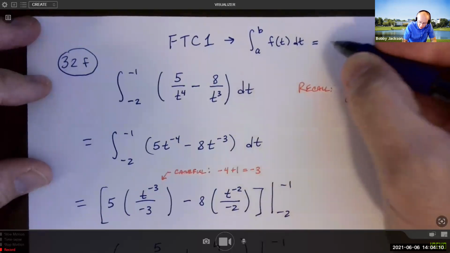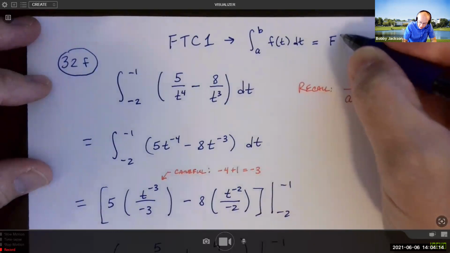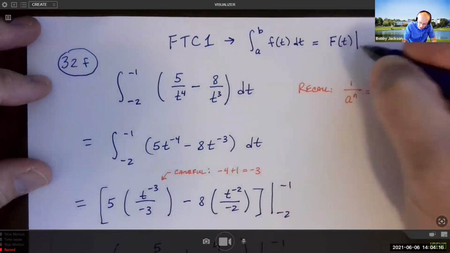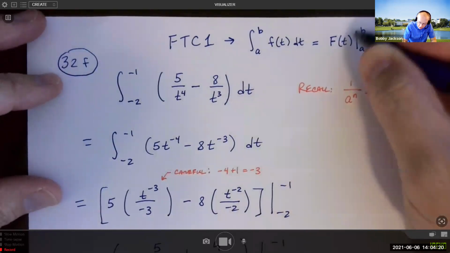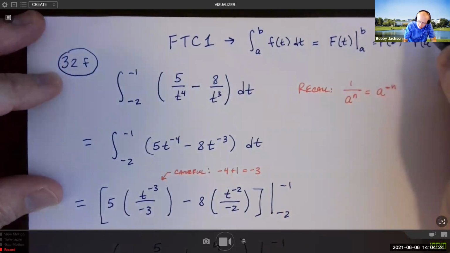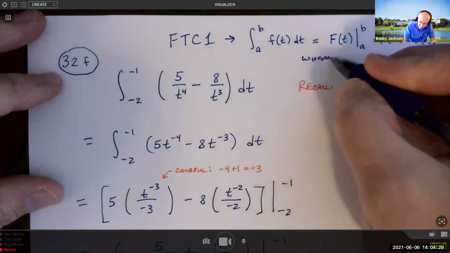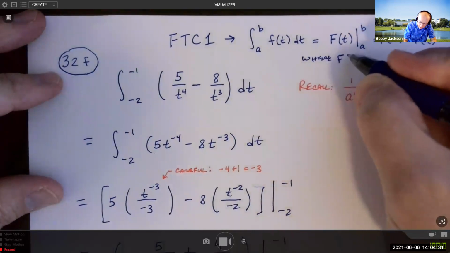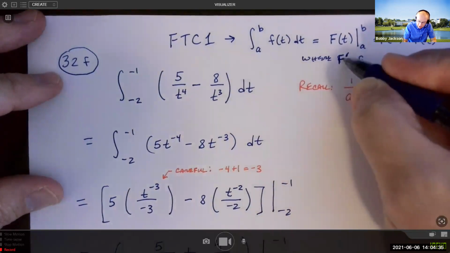Then the fundamental theorem of calculus says that this is another function, capital F of t, and we evaluate it at the upper limit. So this notation here means what? Capital F of b minus capital F of a. And capital F, remember, is the antiderivative. So the derivative of capital F is little f. So that's the relationship. So that's the fundamental theorem.